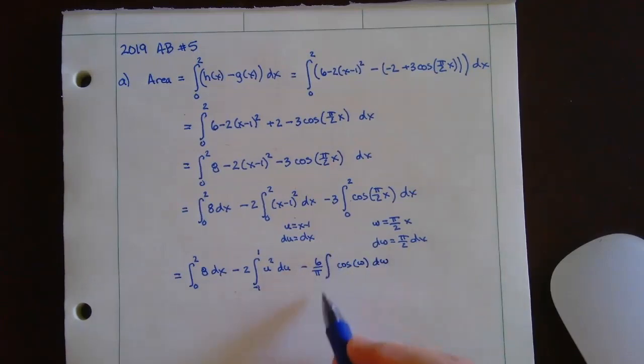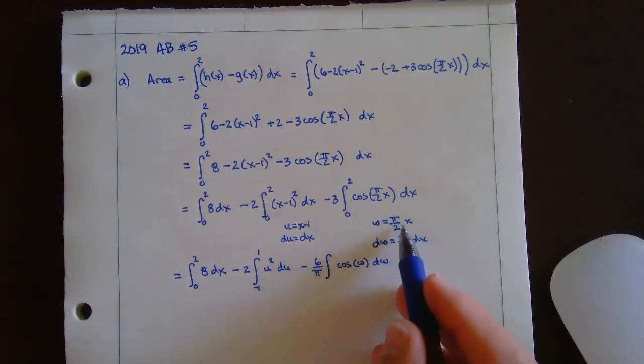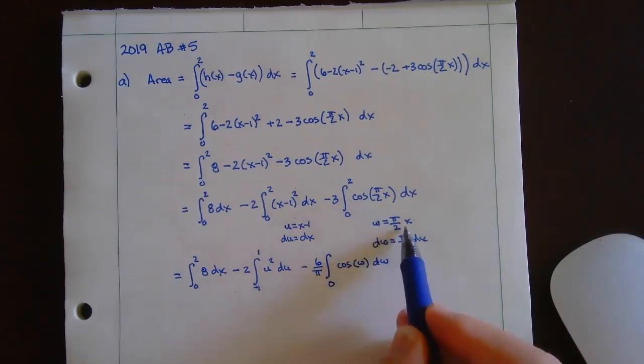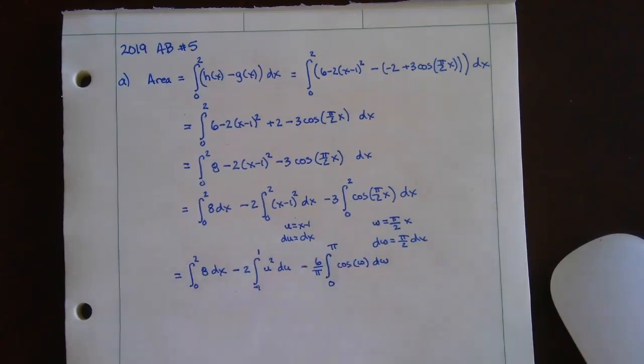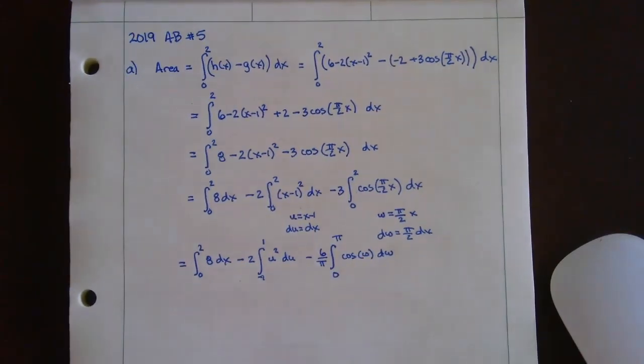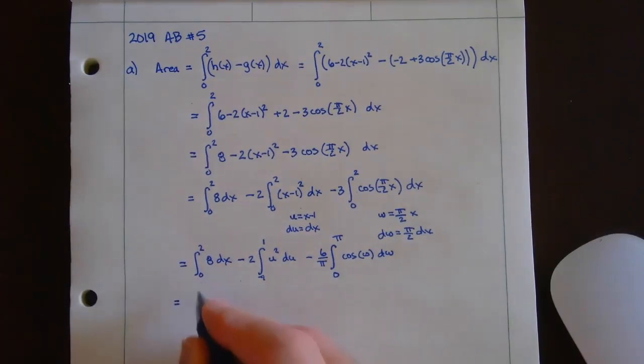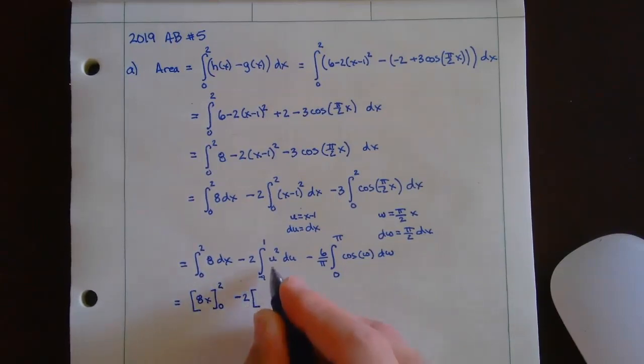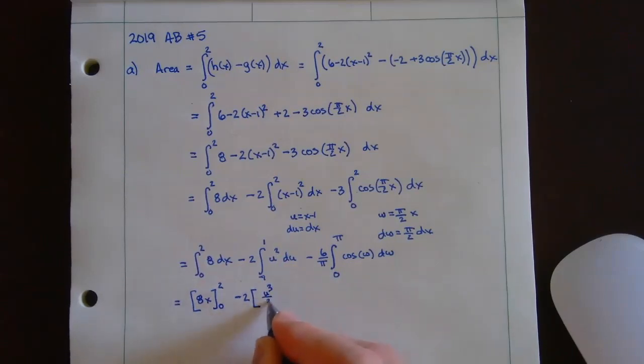And so all I would need to do is switch these two w values, okay? So if I put 0 in here for x, the w value would be 0. And if I put 2 in here, that would give me pi. All right. Okay, so now we're ready to integrate, okay? So this would be 8x evaluated from 0 to 2, minus 2 times u cubed over 3 evaluated from -1 to 1, and then minus 6 over pi.